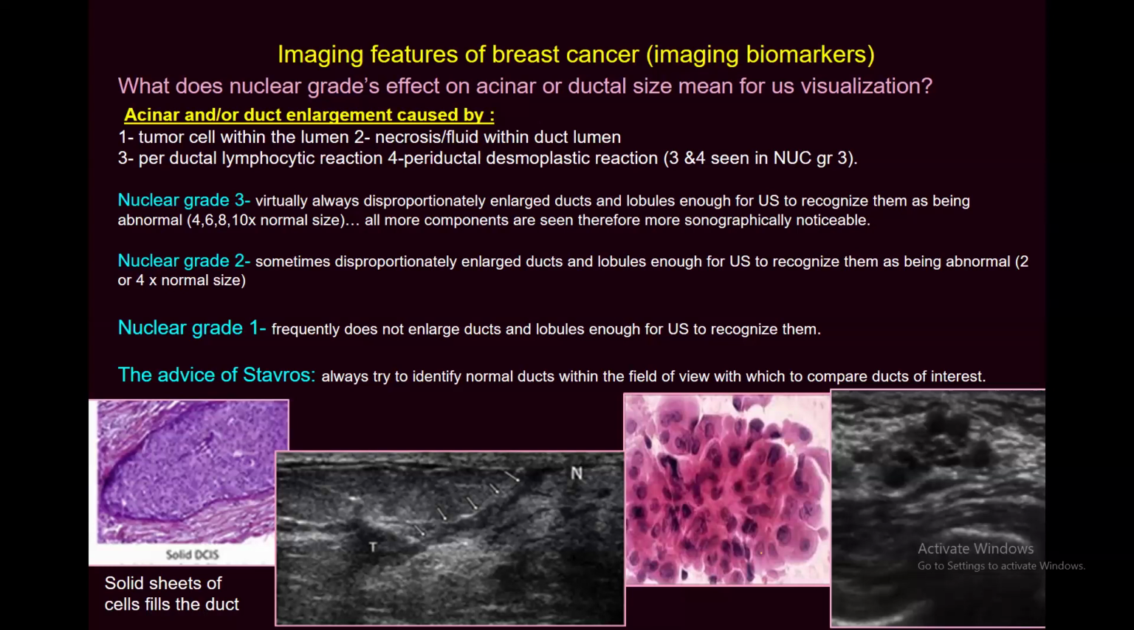So when we describe a suspicious lesion on ultrasound proven to be ductal carcinoma in situ, or DCIS, then it will be intermediate to high grade rather than low grade. And he advised the radiologist to try to identify a normal duct within the field of view, so as to compare it with the duct or terminal duct lobular unit of interest.